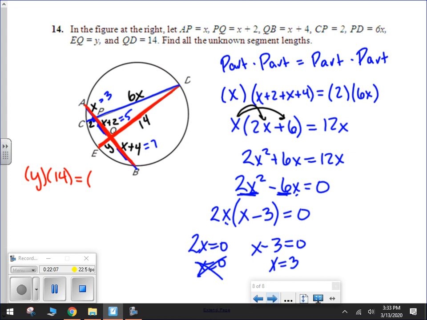So now I found all the segment lengths. Oops, I lied. This one is 18. Now I found all the segment lengths.